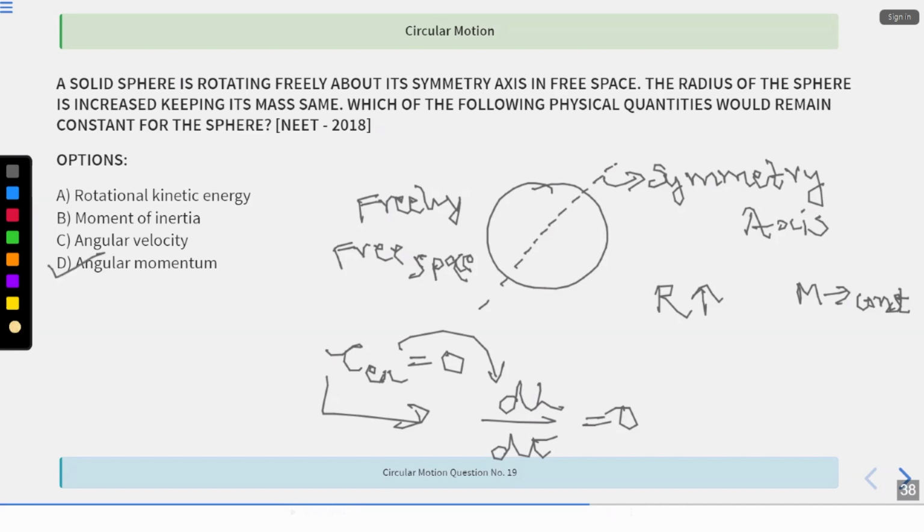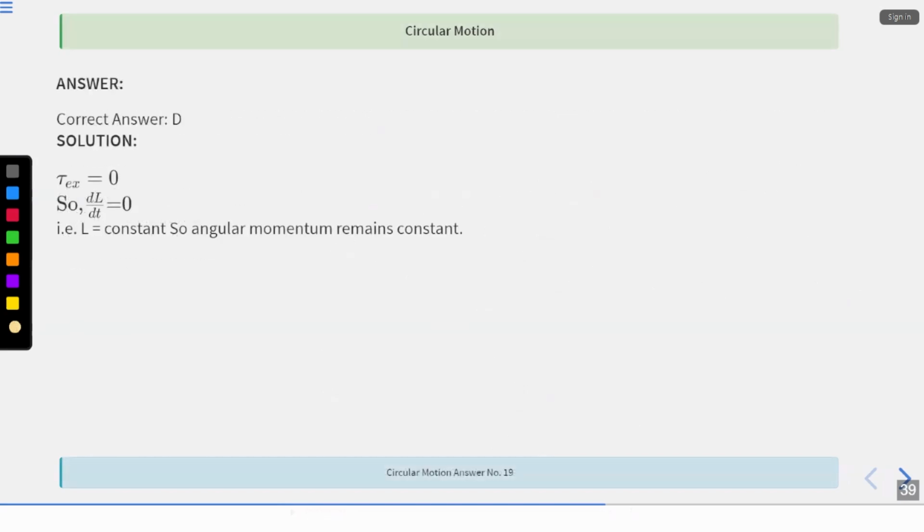Whereas rotational kinetic energy, moment of inertia depends on the radius, right? Angular velocity also depends on radius. Rotational kinetic energy also will depend on the radius. So therefore, we can say that our angular momentum will be the only thing that wouldn't change. Okay.